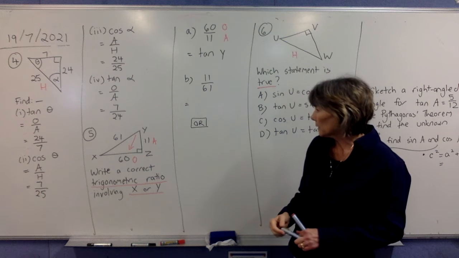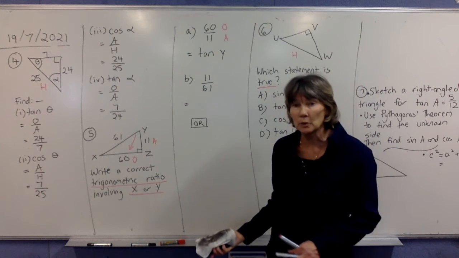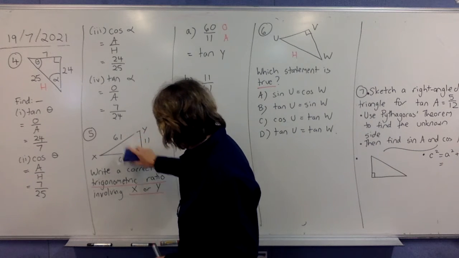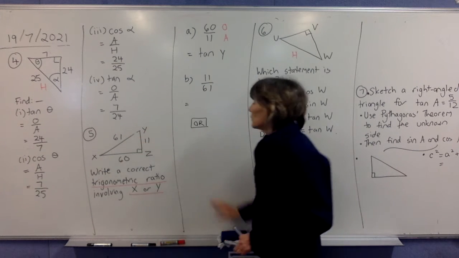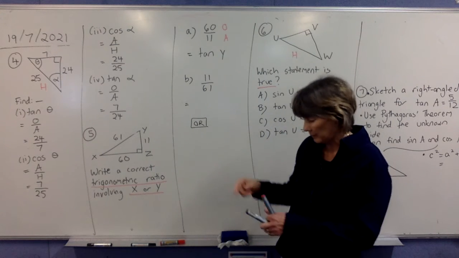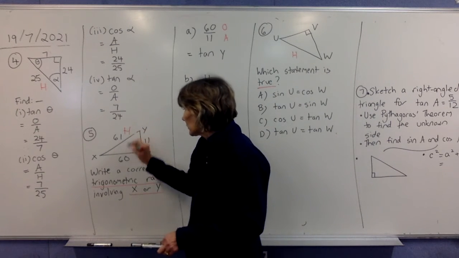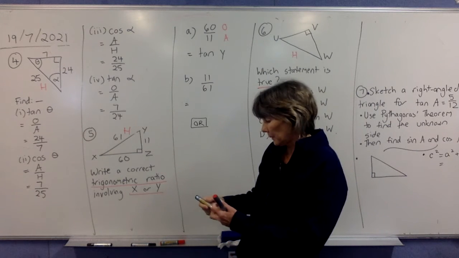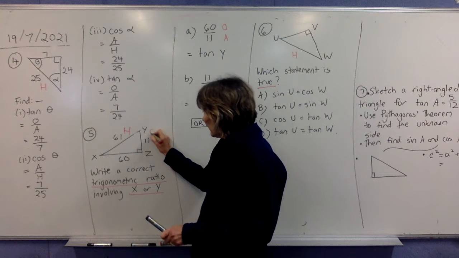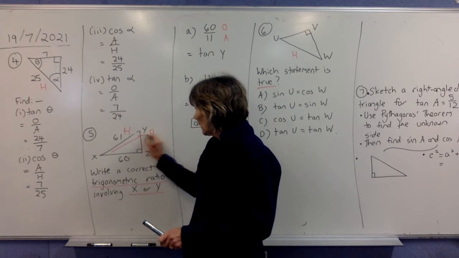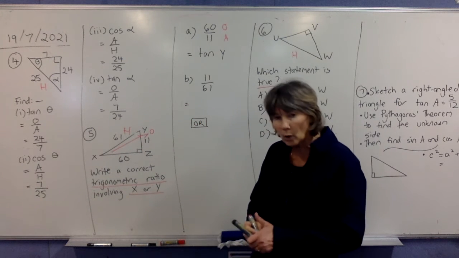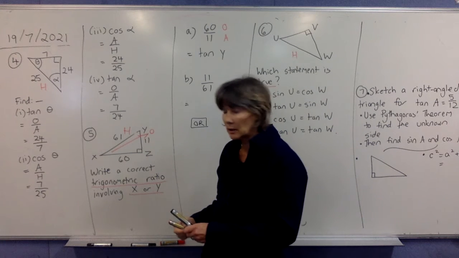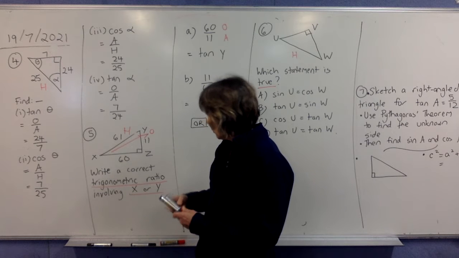All right, now the next one's a little bit different because there's two possible answers. We'll just get rid of this. Right, now we're doing 11 over 61. Well, 61 is your hypotenuse, right? That's opposite your right angle. But the 11, it could be the opposite side for angle x, or it might be the adjacent side for angle y.